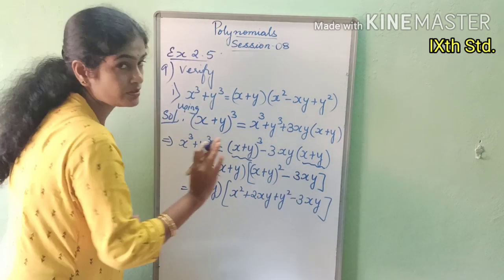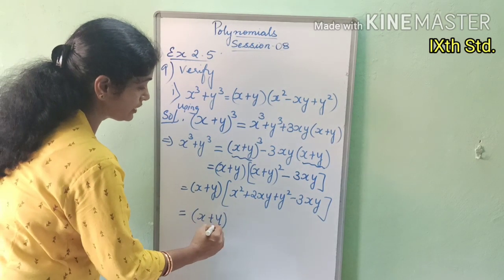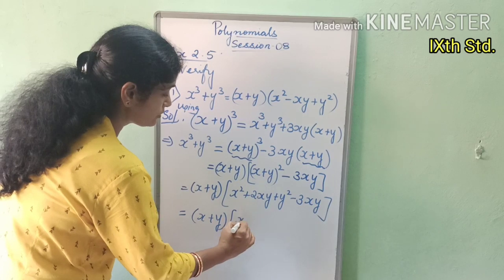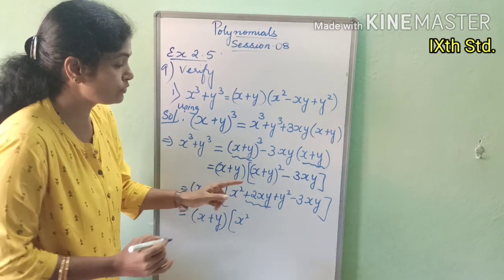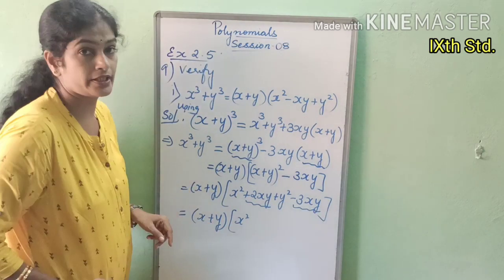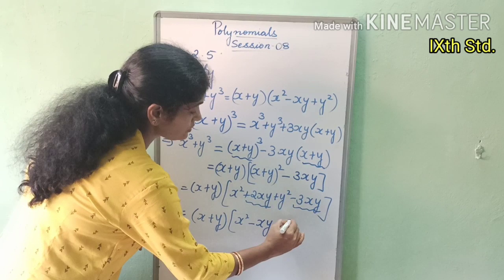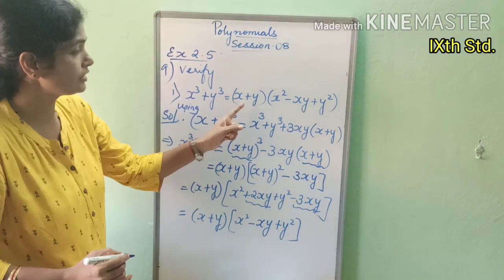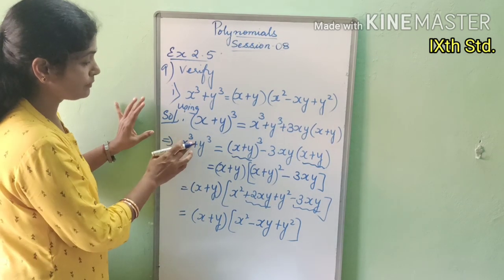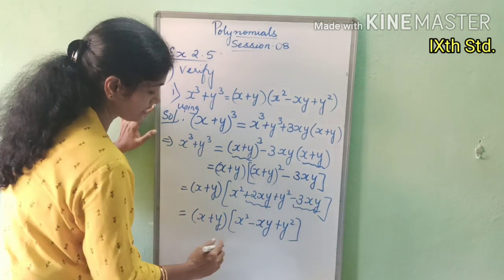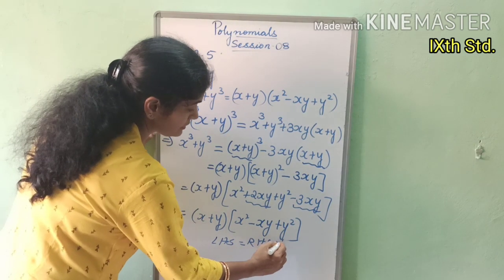This term as it is, right? Now this is equal to (x plus y) into x square, and further simplification, just look at this, plus 2xy minus 3xy gives you minus xy, plus y square. This is your RHS. So x cube plus y cube is equal to this, LHS equals RHS. Verified.